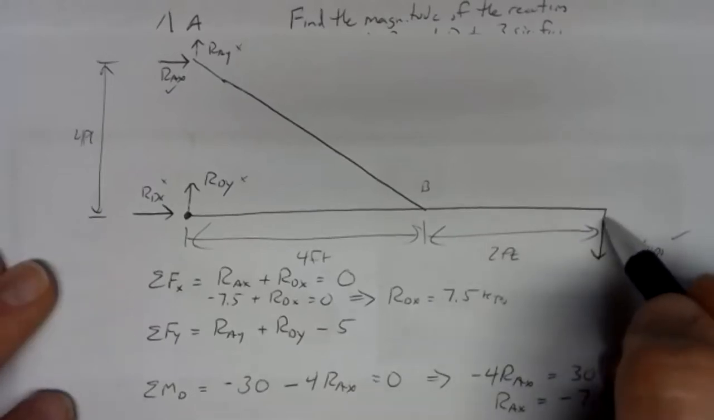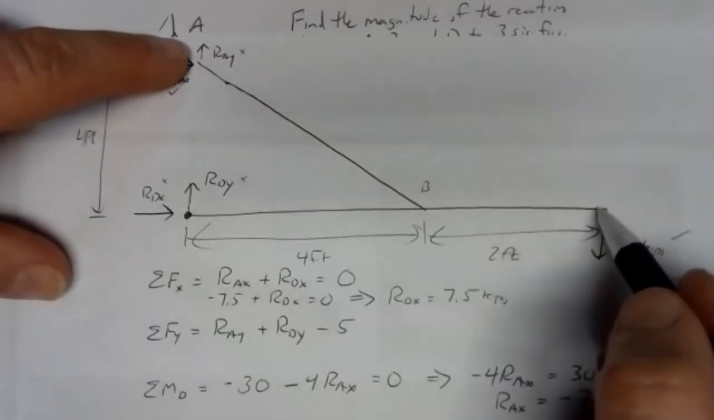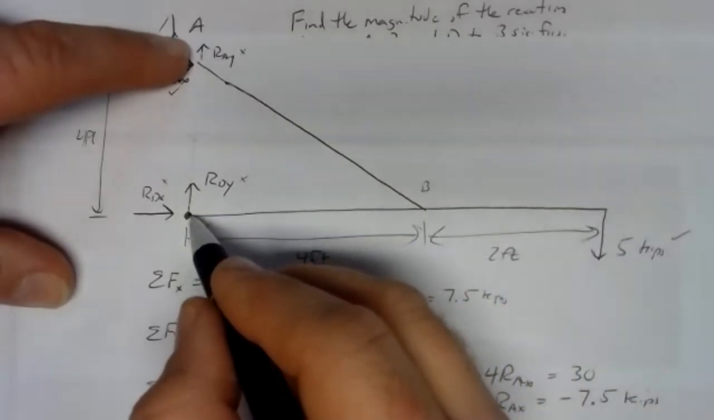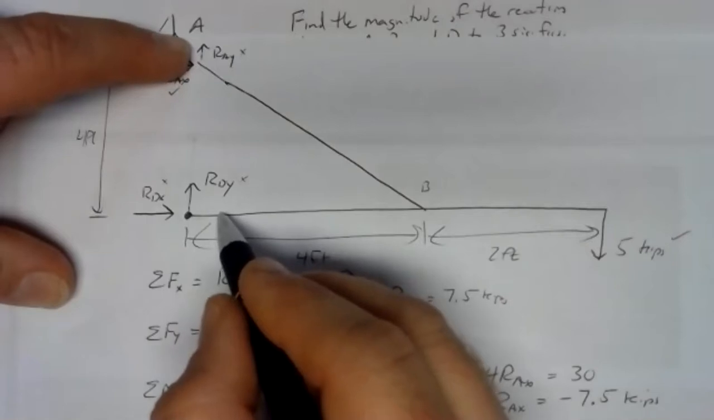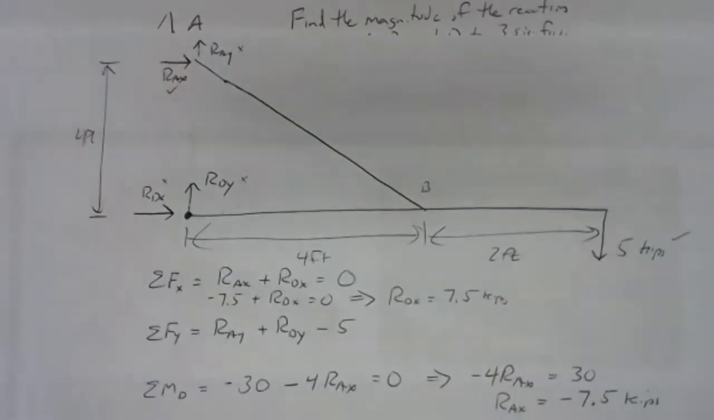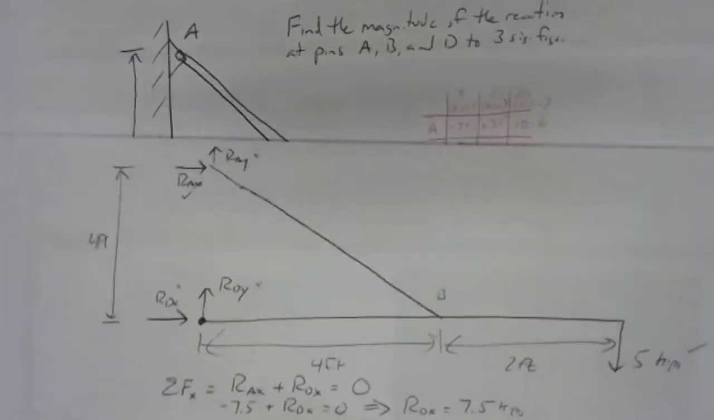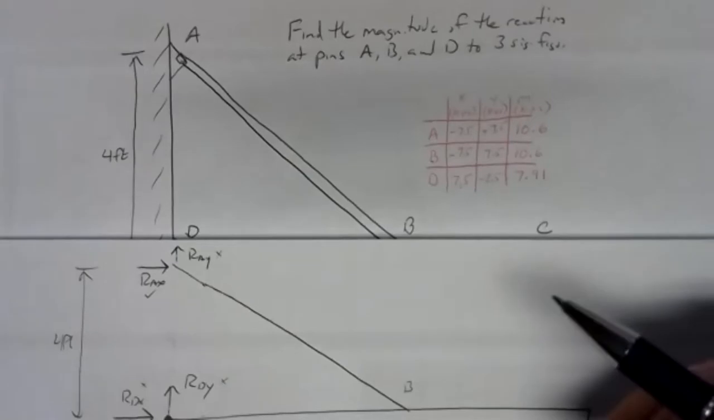If you're pulling down out here, it may be trying to pull away from the wall up here, but it's trying to wedge this end of the member into the wall. So whatever's holding on to it needs to push out of the wall to support it. So RDX was a positive 7.5, and we put that in the table up there.